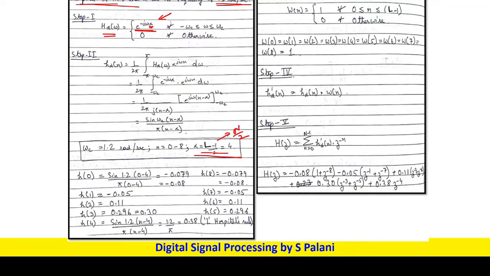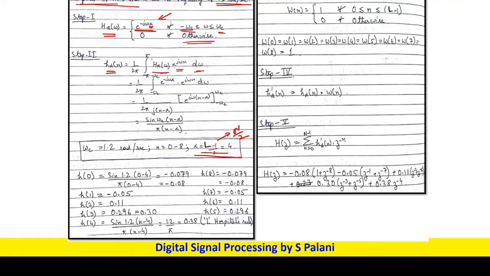Okay, alpha is N by 2. So for a low pass filter we know that the values vary in the region of minus omega c to omega c, and in the other areas it is 0. Okay, so what is step 2? Step 2: h_d(n) = 1 by 2 pi integration from minus pi to pi of H_d(omega) e to the power j omega n d omega, right?